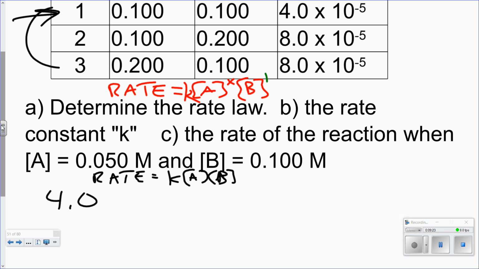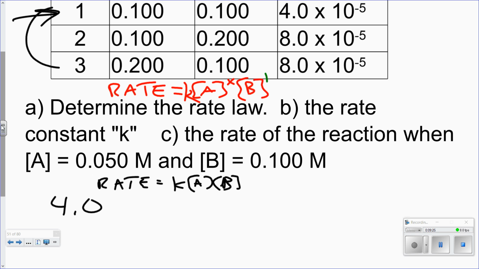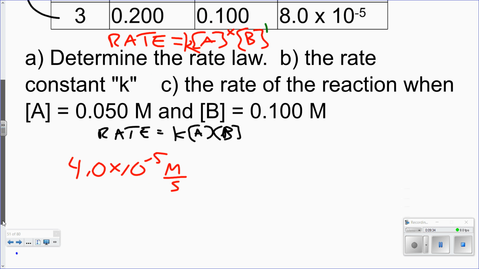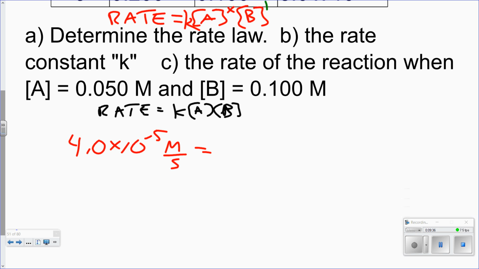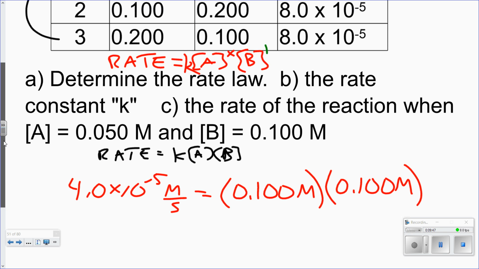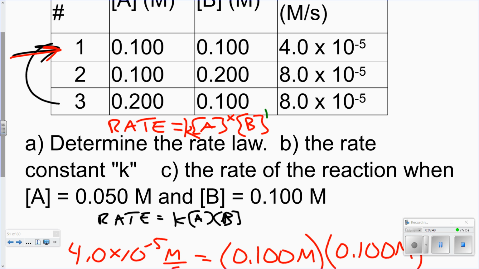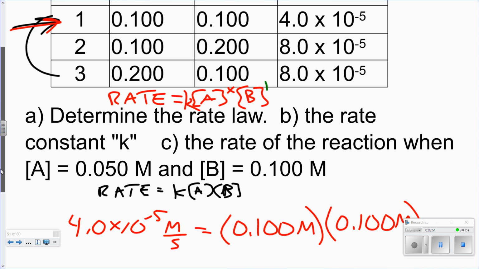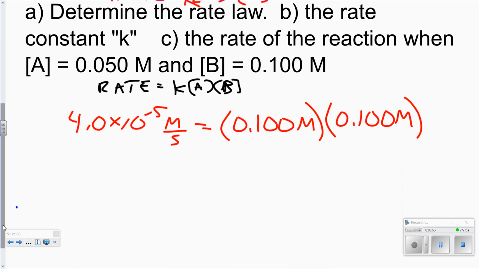So 4.0 times 10 to the negative fifth molarity per second is equal to K times 0.100 molarity times 0.100 molarity. And where did I get those numbers? I used experiment 1, 0.1 and 0.1. There you go. Now watch what happens here.